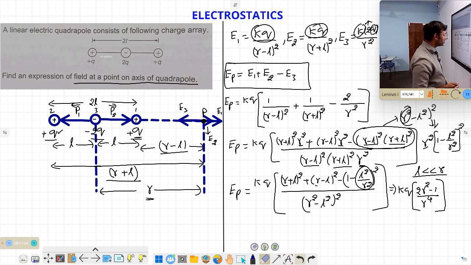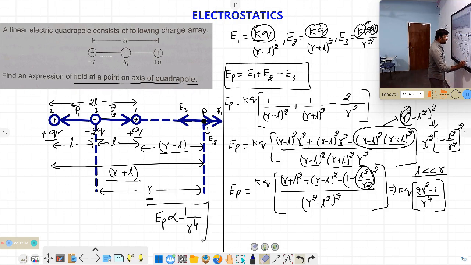If you observe in this case, the electric field intensity at that point is inversely proportional to the fourth power of its distance. In the case of a dipole moment, it is inversely proportional to the third power, but in the case of a quadrupole, the electric field intensity at that point varies as the fourth power of the distance. So if you neglect the length, according to that you will get the modified equations.